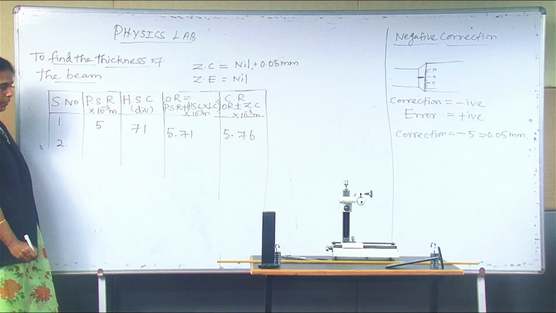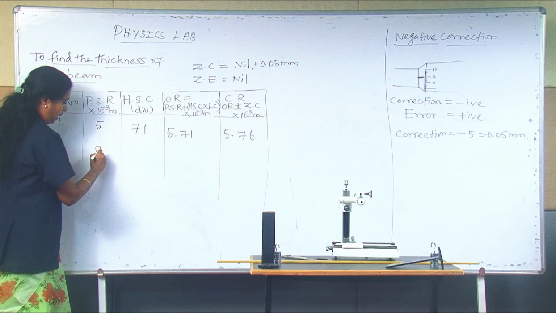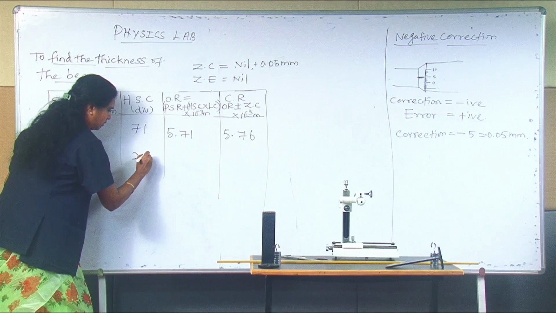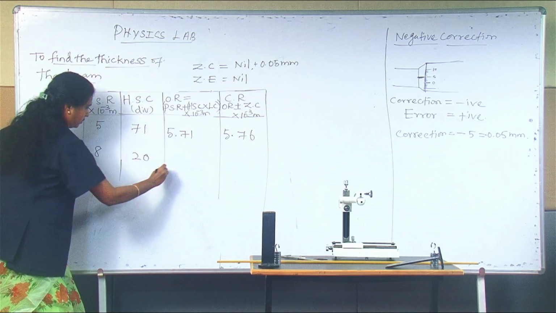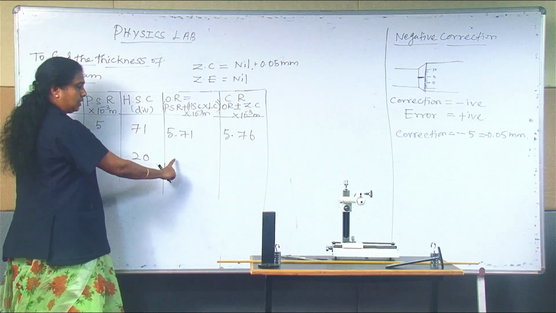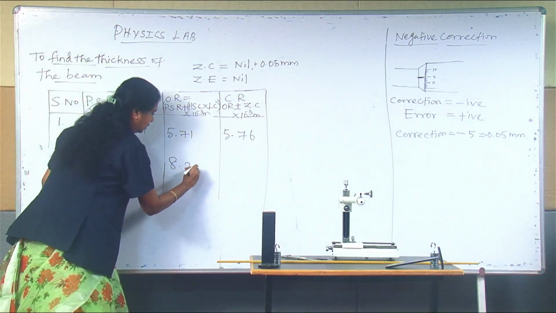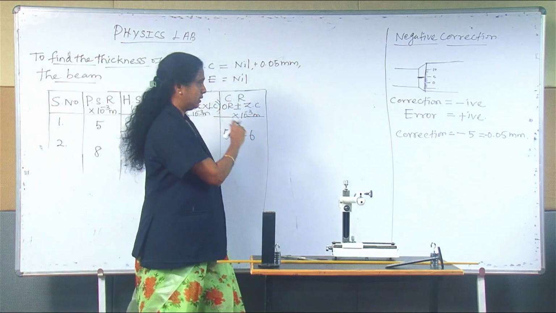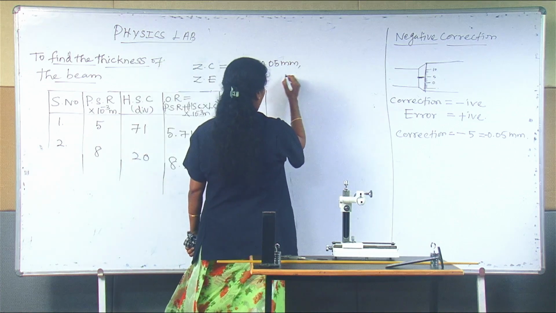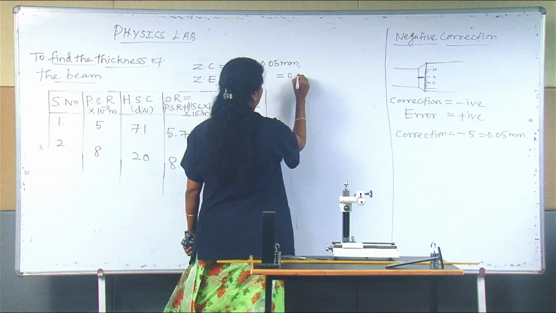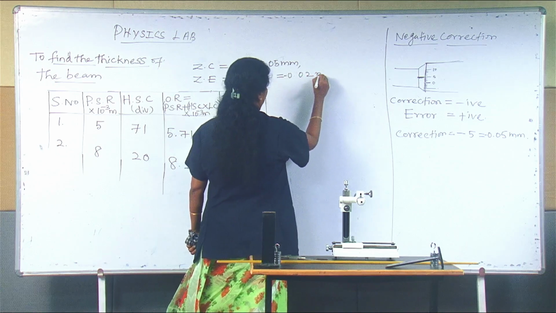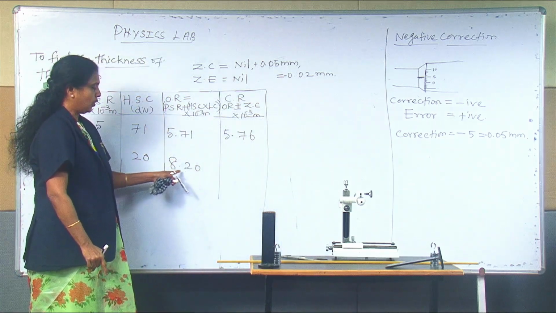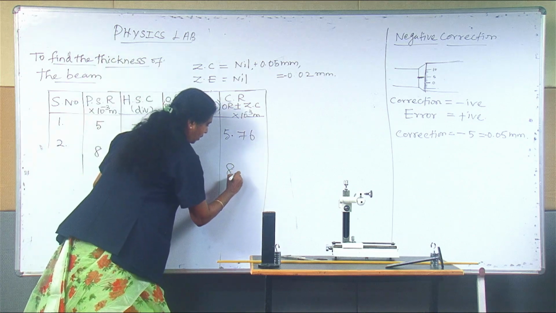I'll go with another example. Suppose I get 8, okay, and this is 28 or 26 or 20, something like that. So what is the observed reading? 8.20. And if I got the correction as negative, for example, 0.02 mm, it is in minus. So I have to subtract that 0.02 from this 8.20, so it becomes 8.18.